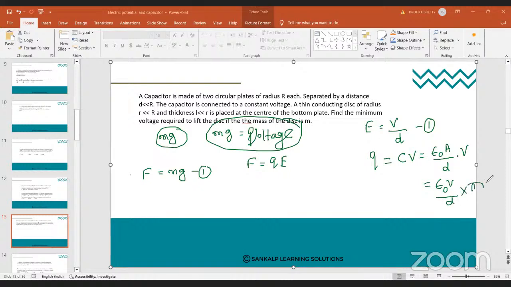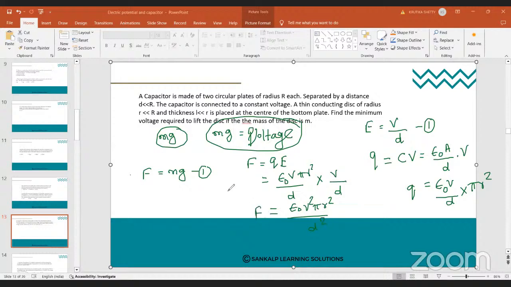Area I'll take as pi r square, because again in the options everywhere we have pi r square. So therefore I am using capacitance is equal to epsilon naught into A divided by d, with area equal to pi r square. So this is the Q value which I can use now. Substitute here: Q is equal to epsilon naught V pi r square divided by d, into what is E? E is V by d. So now if I simplify this, it becomes epsilon naught V square pi r square divided by d square.